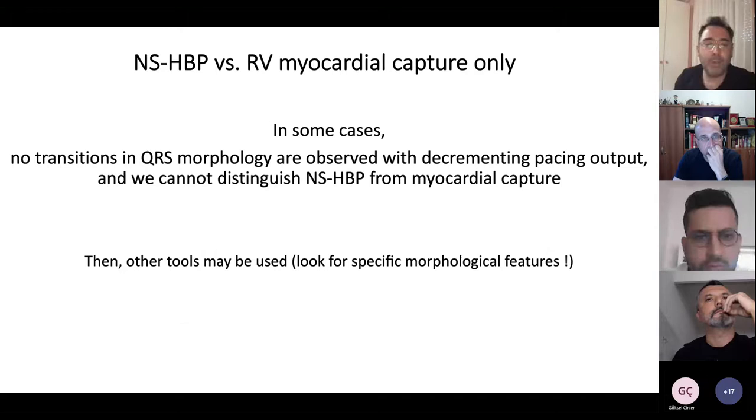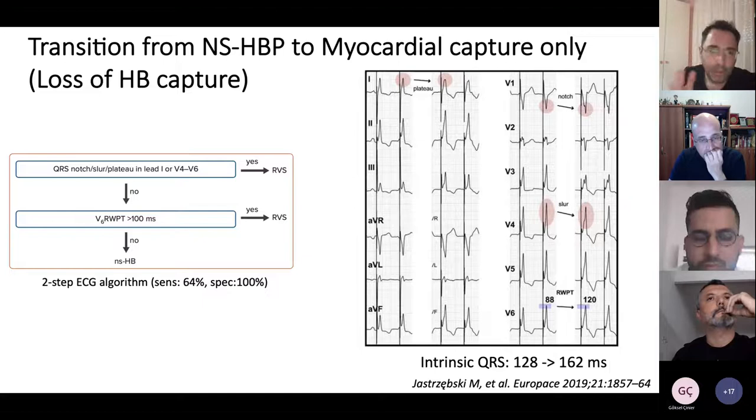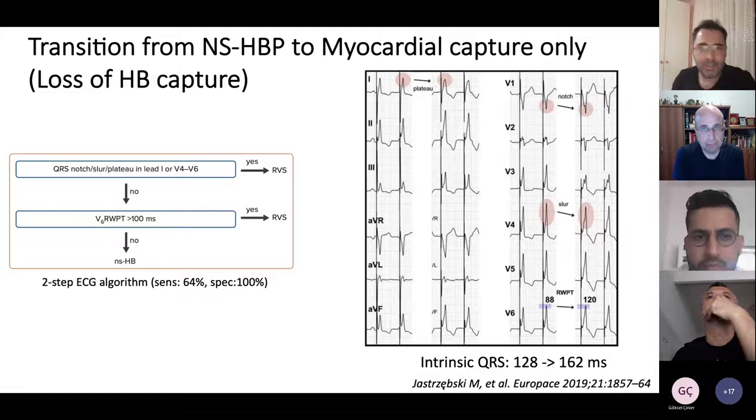But there is a problem distinguishing non-selective His bundle capture from RV myocardial-only capture, since in some cases we cannot see the QRS transitions in the ECG. In these cases, other tools may be used, and we can use some morphological changes in the QRS. This nice study suggests a two-step ECG algorithm with a very nice specificity, where with loss of His bundle capture, the QRS starts having notching in the left lateral ventricular leads, lead I and V4 to V6, and not slurring and plateau, as you can see on the page, which can help us distinguish between the two types of pacing.